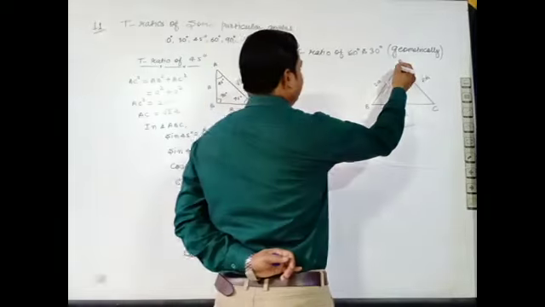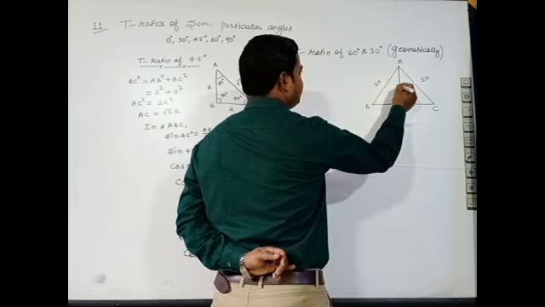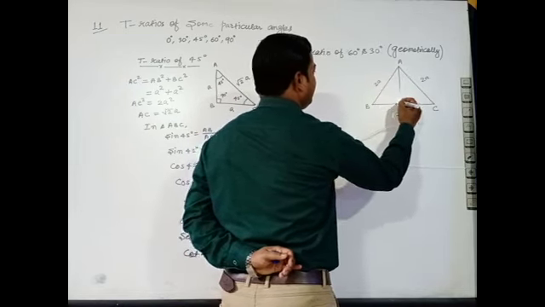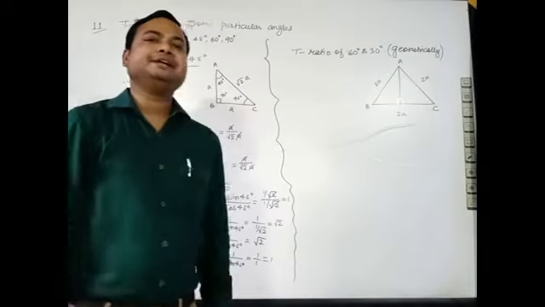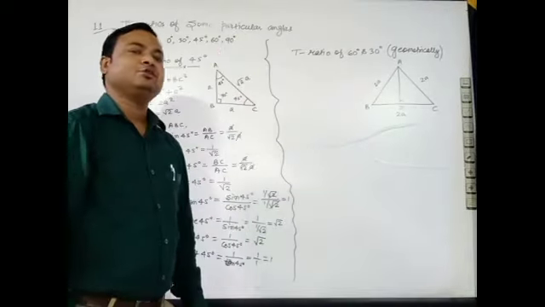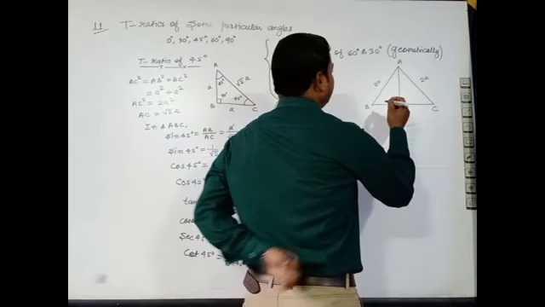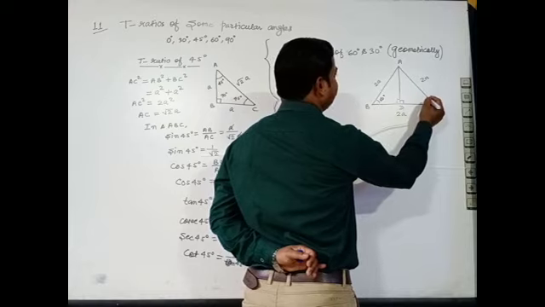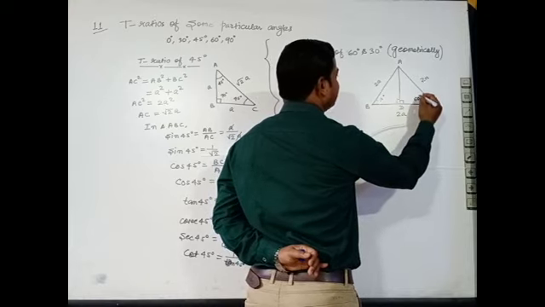Now from A, we just draw AD perpendicular on BC. Now look here, each angle of an equilateral triangle measures 60 degree. This one is also 60 degree.